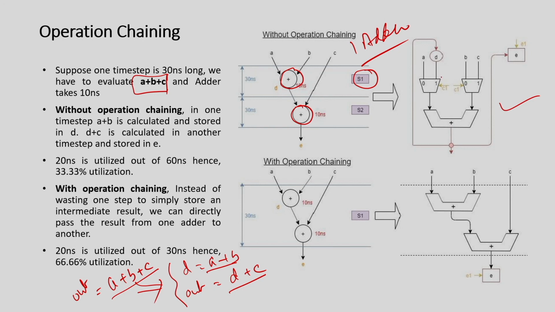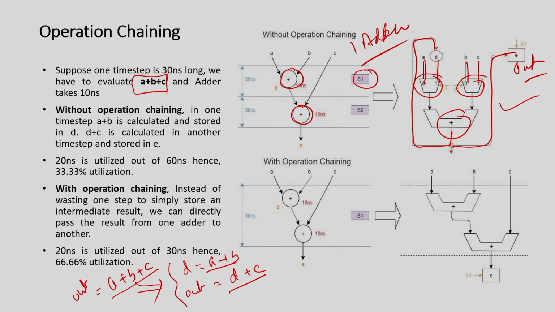Basically I need a mux at the input of the adder. So this is my adder, and at the input I need a mux. In the first time stamp I am going to do A plus B, and in the next time stamp I am going to do D plus C. So I multiplex the input, and the output one time goes to D and the next time goes to E or out. That is what happens in the normal scenario.